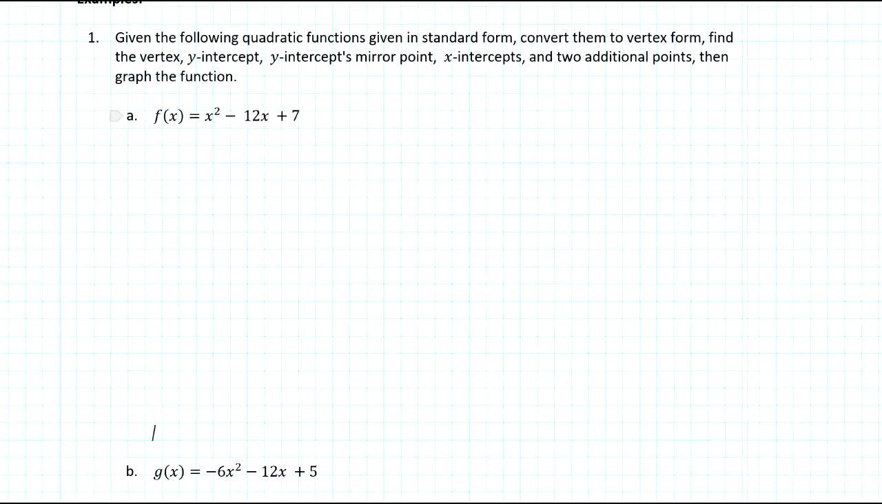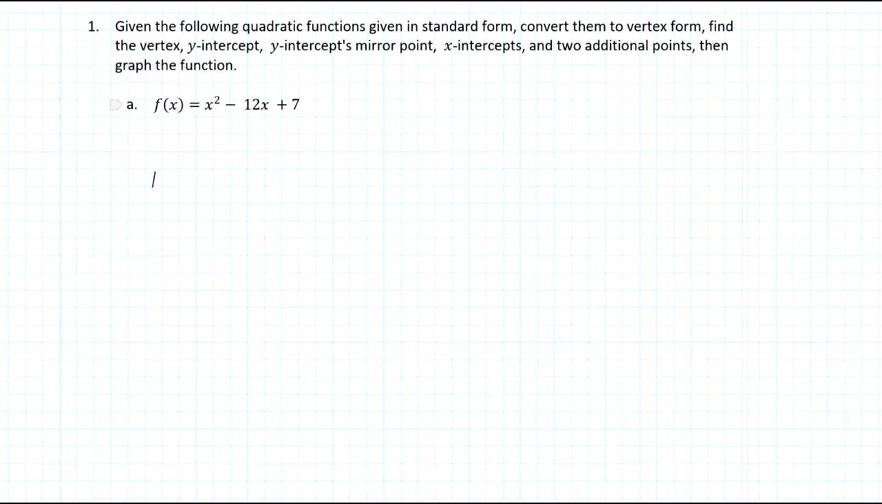So given the following quadratic functions given in standard form, we want to convert them to vertex form, find the vertex, y-intercept, mirror point, the x-intercepts, 2 additional points, and graph the function.